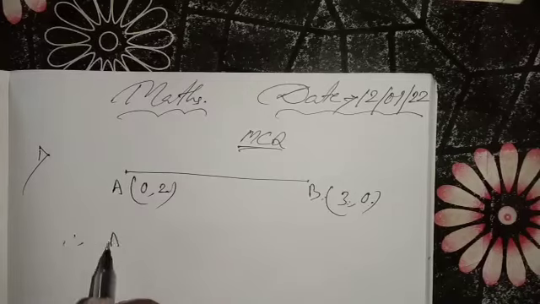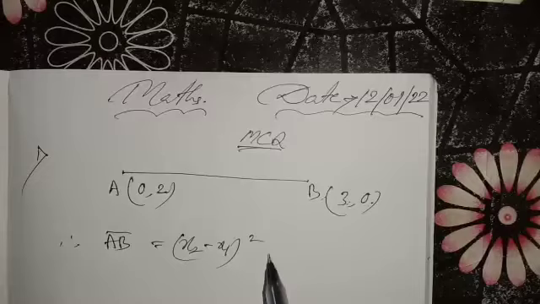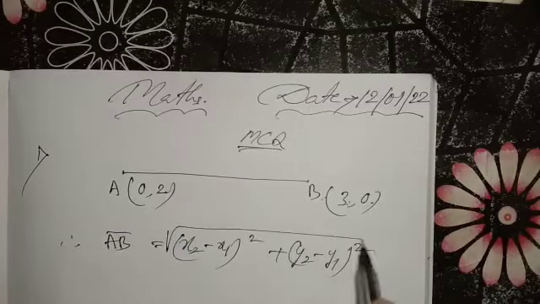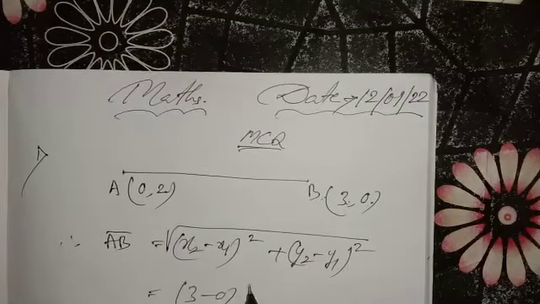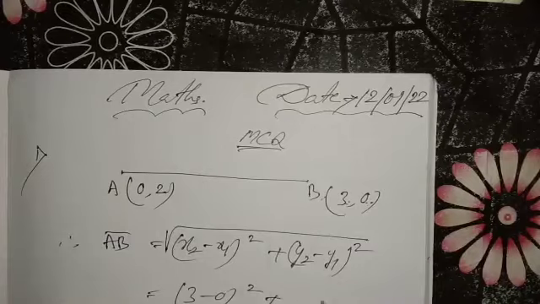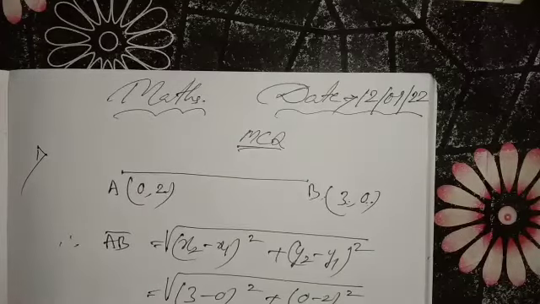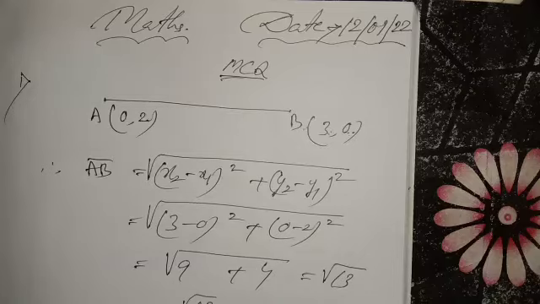Using the distance formula, what is the formula? Square root of (x2 minus x1) whole square plus (y2 minus y1) whole square. So here x2 is 3, minus 0, whole square, plus 0 minus 2 whole square. 3 squared is 9, 2 squared is 4, 9 plus 4 is 13, root over. This is the answer, root 13 units. Okay, let us go to the next question.